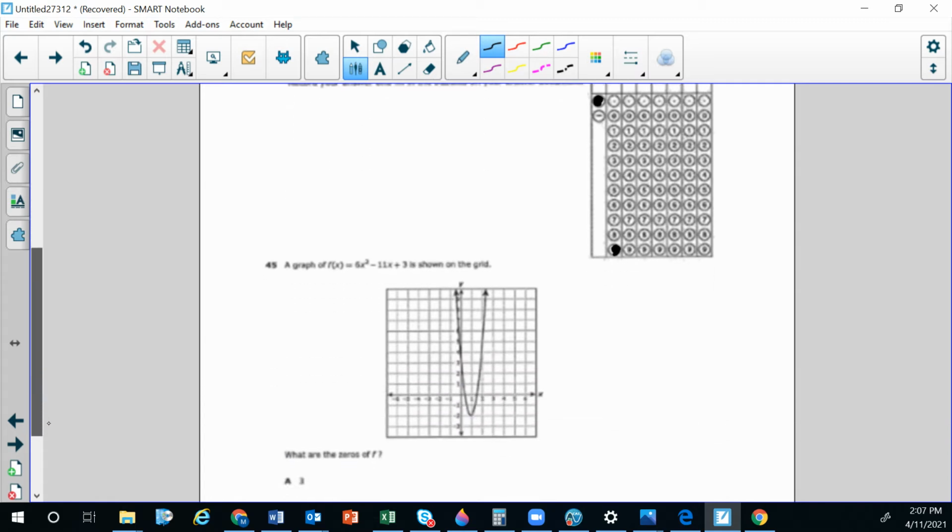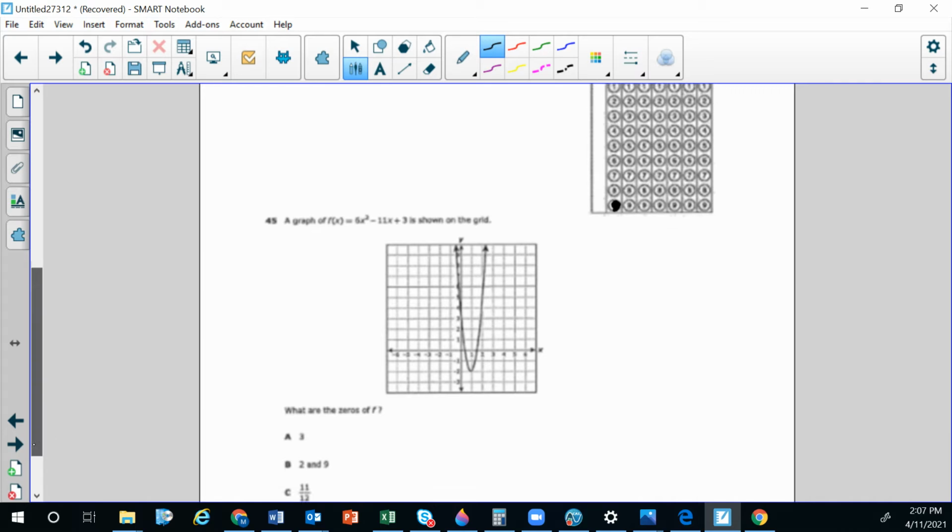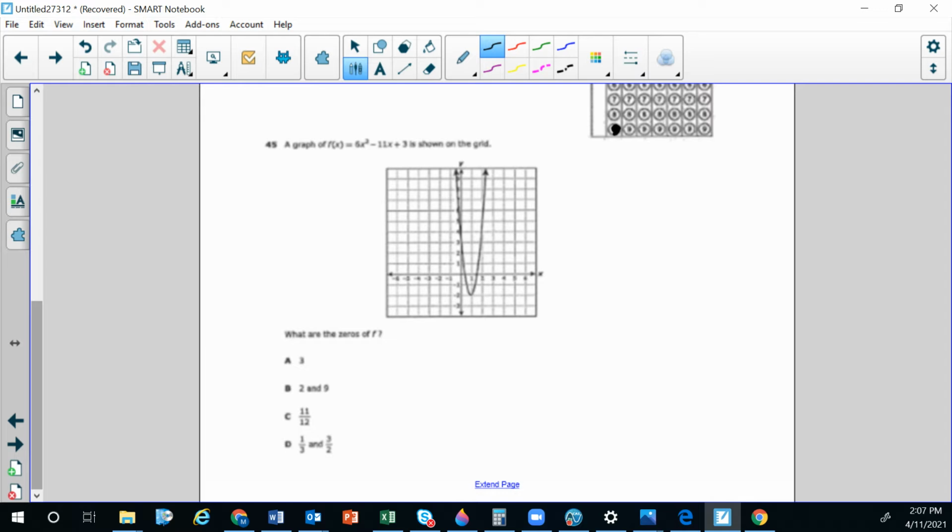Next one, you're given a function shown on the grid, and what are the zeros? So remember zeros, one thing I want to stress: zeros, x-intercepts, solutions, all right? They are the same thing we're looking for. We use them interchangeably.